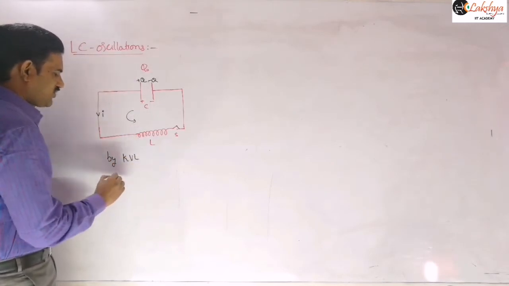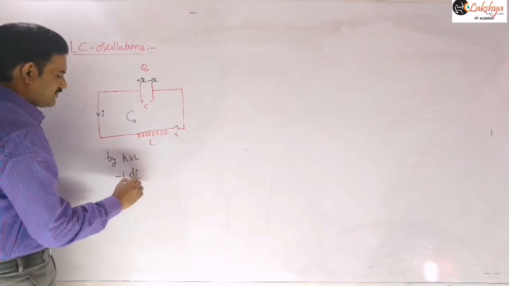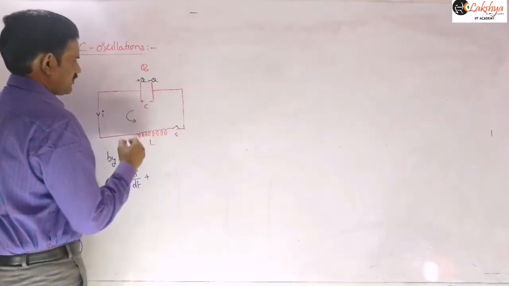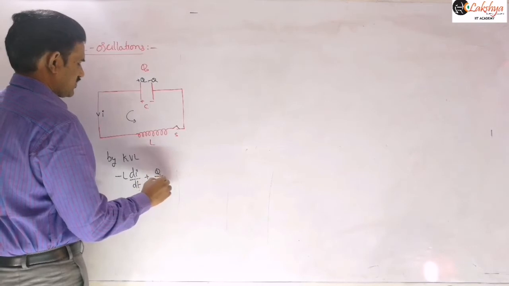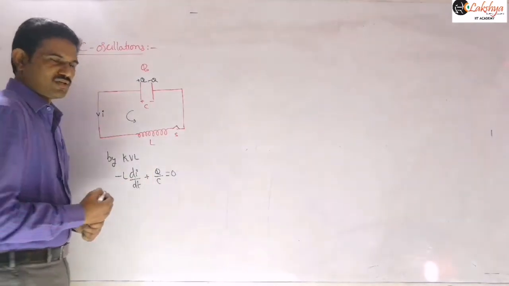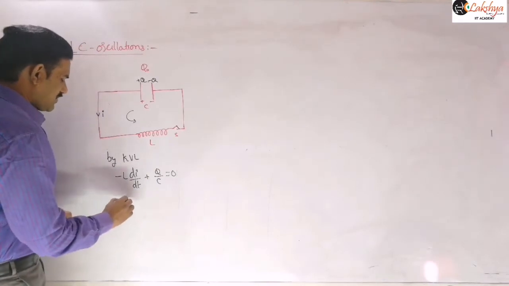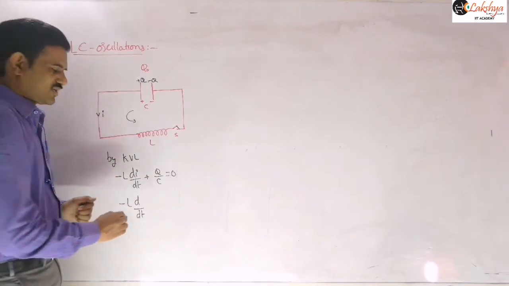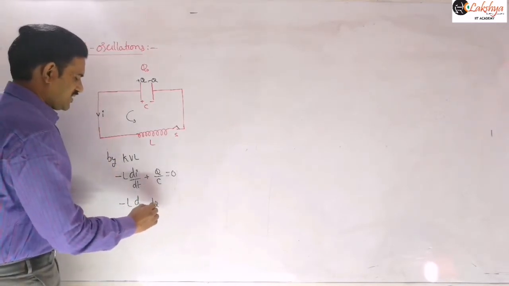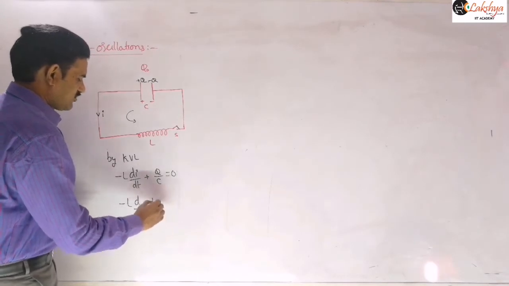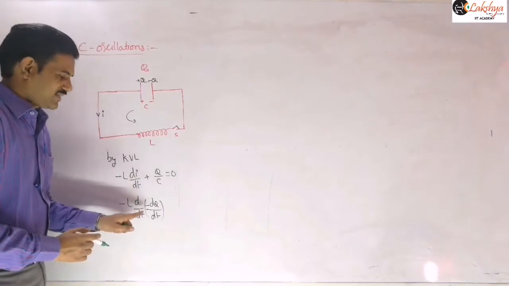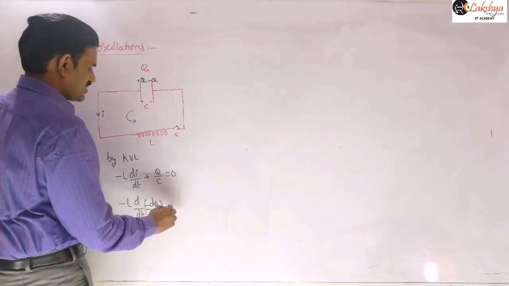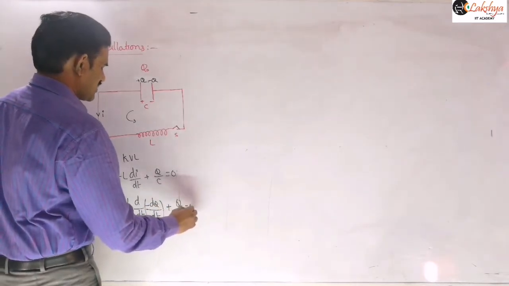By KVL we can write minus L di by dt plus Q by C equal to 0. Now the charge on the capacitor goes on decreasing, so we can write the current I as minus dQ by dt. That is important here, because Q is a decreasing function. So we have plus Q by C equal to 0.